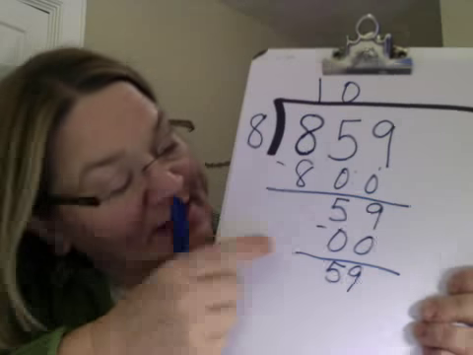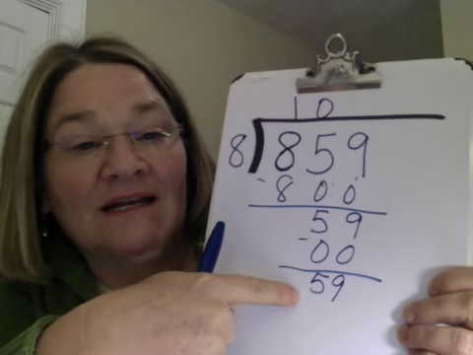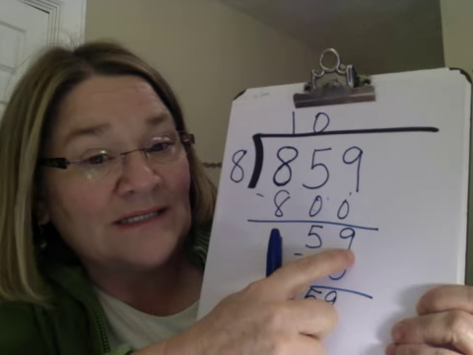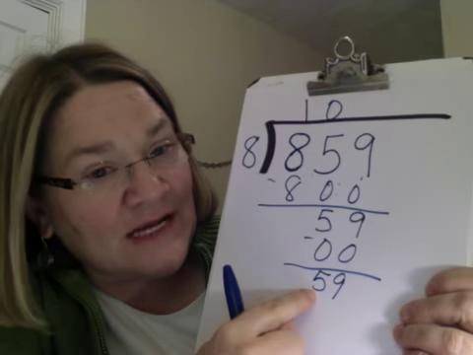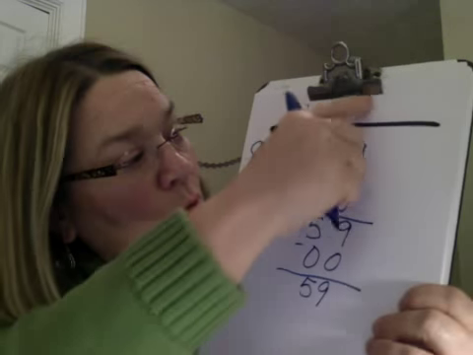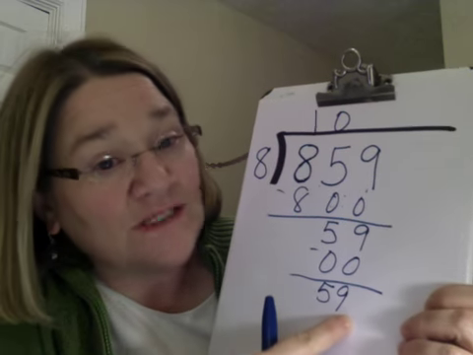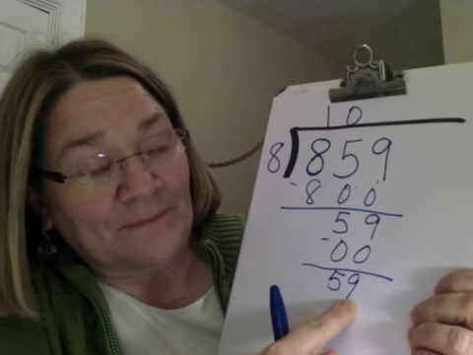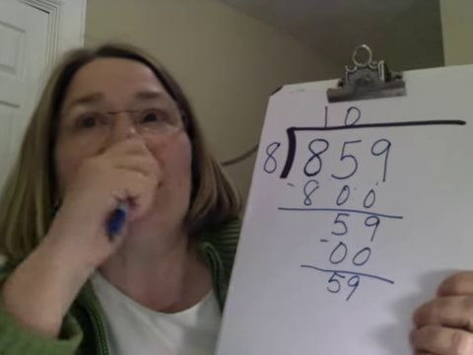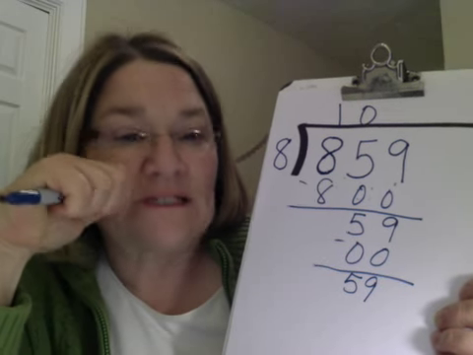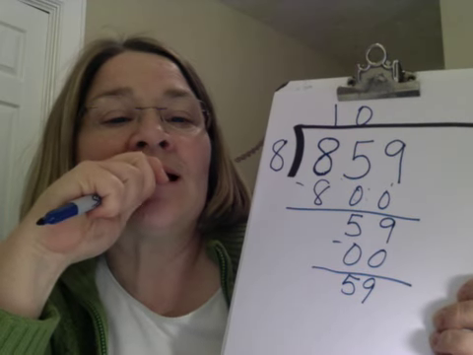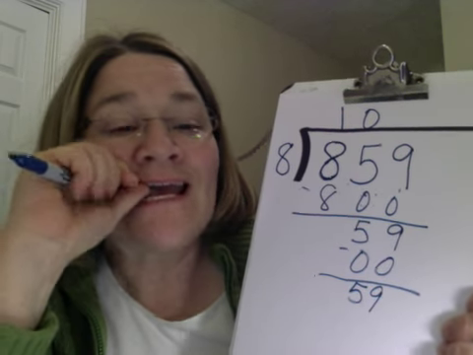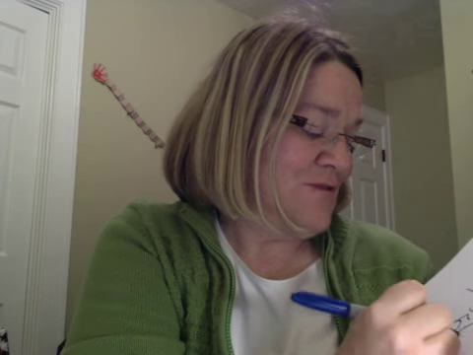But the difference between this 59 and this 59 is that this one is 5 tens and 9 ones. The one down here is 59 ones. We're now in the ones column, so this is now 59 ones. So we know that, let's see, 8 times 8 is 64. That's going to be too much. Let's try 8 times 7. Can you think of that? That is 56. Good for you.